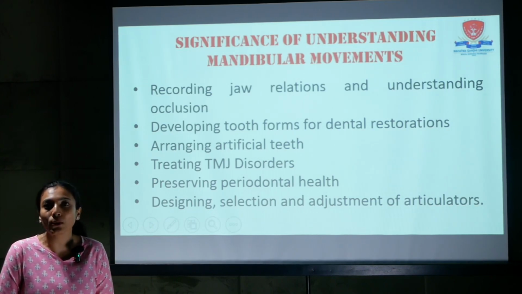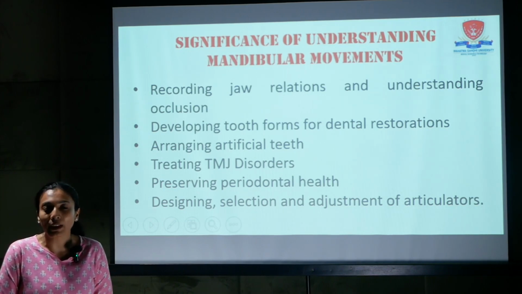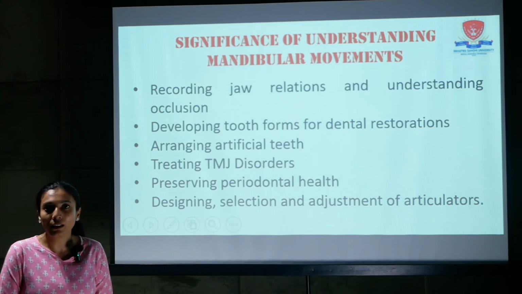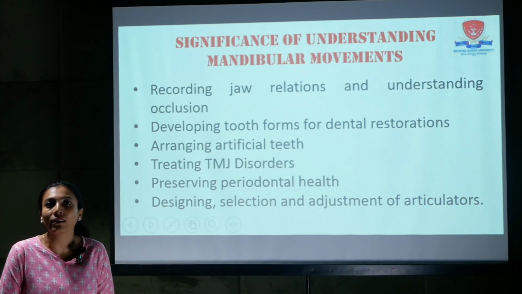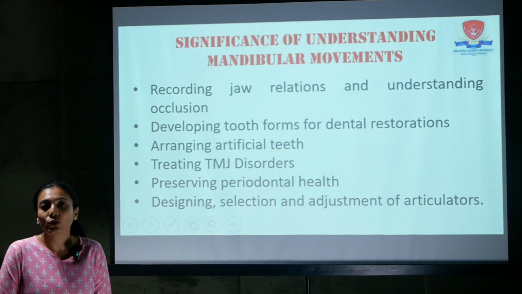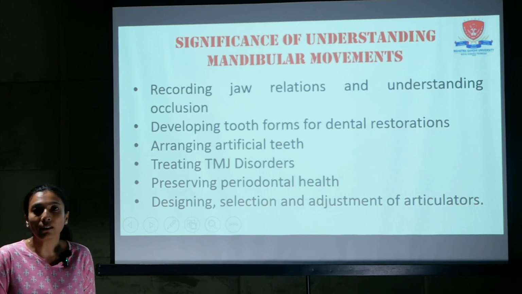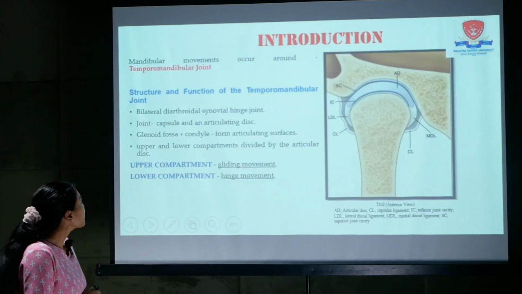So as we know, why do we need to study mandibular movements? Our main goal is to maintain or re-establish good occlusion when treatment is completed. The neuromuscular coordination should be in good harmony. There should not be any interference in the occlusion. So we need to understand the coordination between the neuromuscular system and the anatomy of the TMJ.